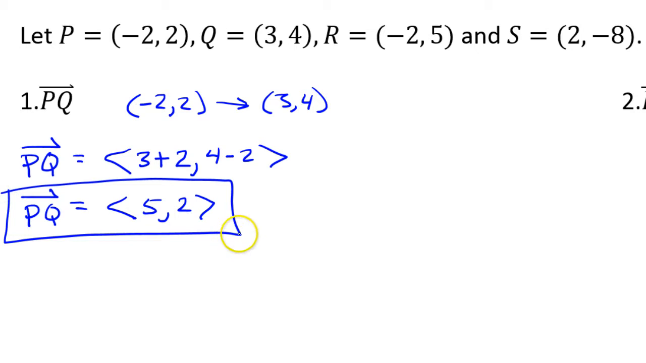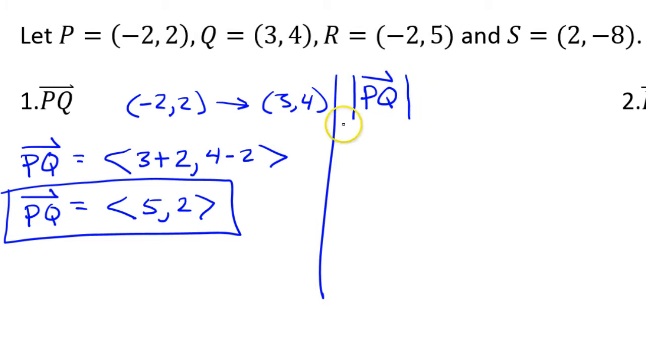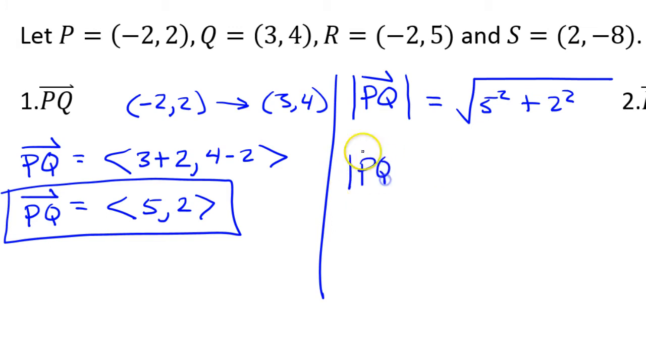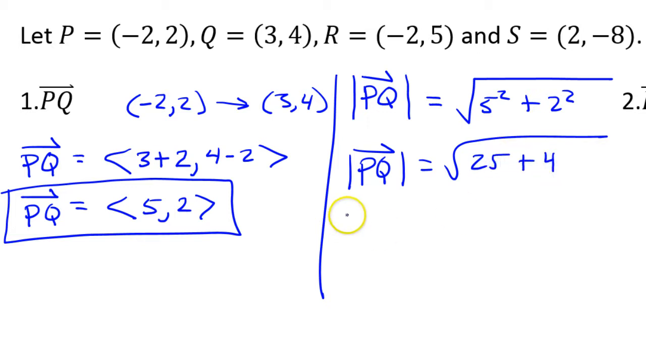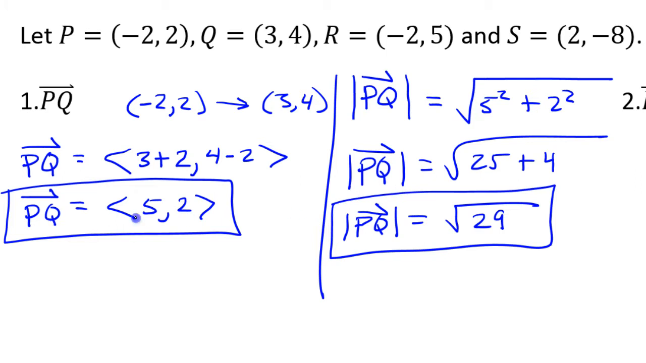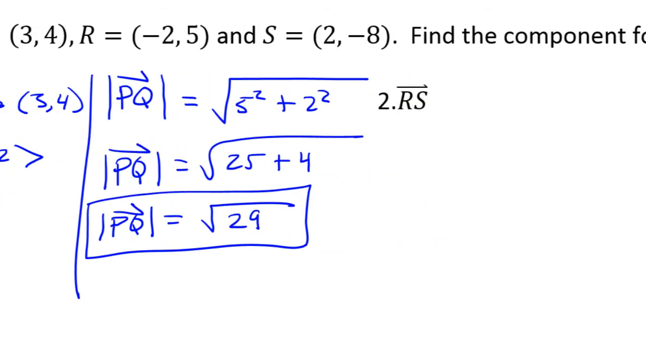All right. Now, how about the magnitude? Now, let's find the magnitude. All right, so I'll do that over here. So the magnitude of vector PQ would be written this way. And we will just do the square root of 5 squared plus 2 squared. Okay, so the magnitude of vector PQ is going to equal the square root of 25 plus 4, and that's going to be the square root of 29. All right, so we found the component form and the magnitude. Now let's practice that over and over again.